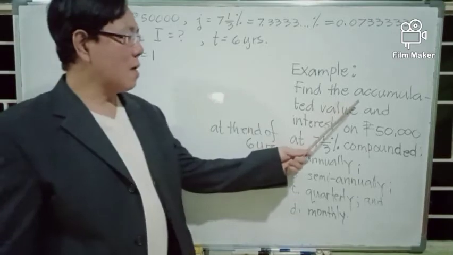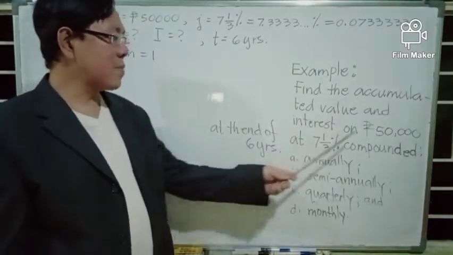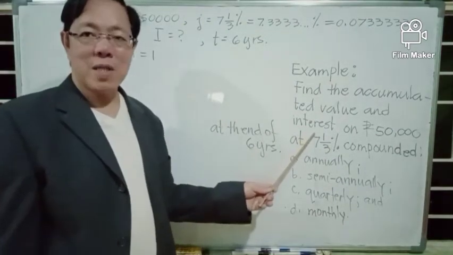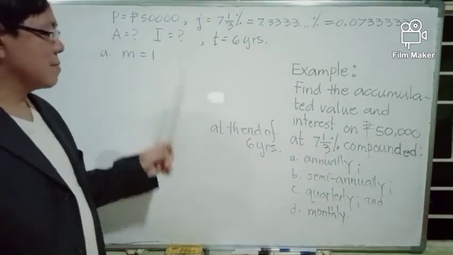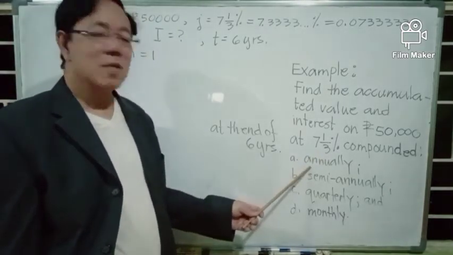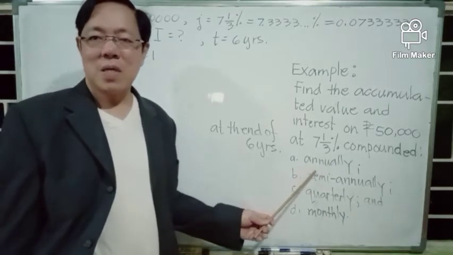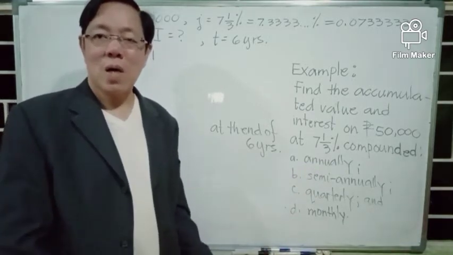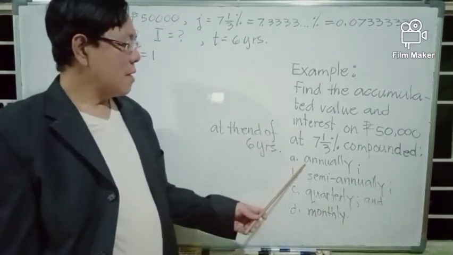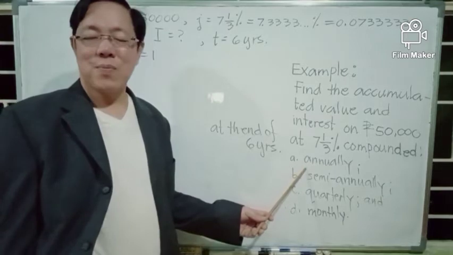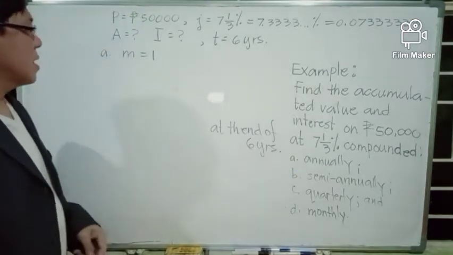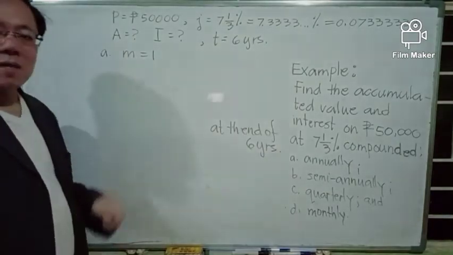And the required are the accumulated value of 50,000 denoted by A, and the amount of interest denoted by I. In letter A, the compound interest rate 7 1/3% is compounded annually. That means the interest is computed once a year for 6 years. If the interest is computed every year, then we take m equals 1. And we start with A.